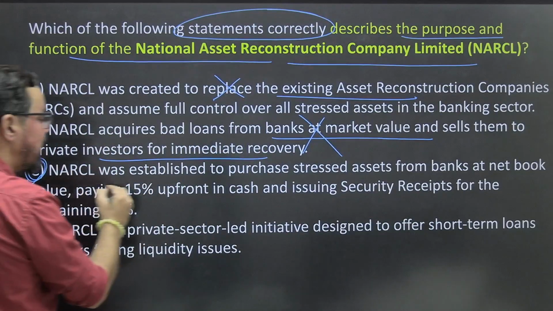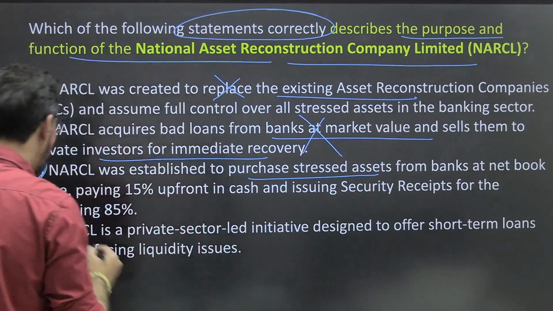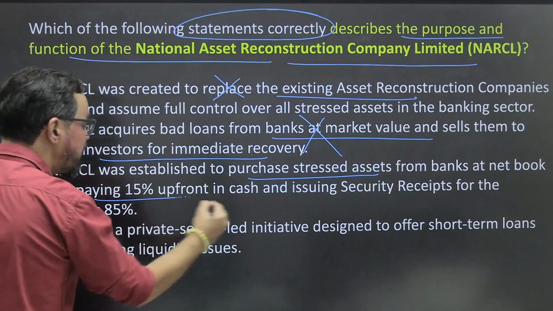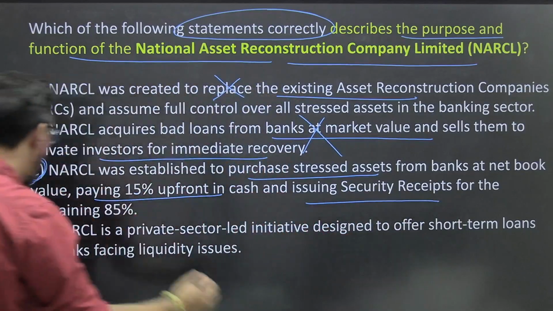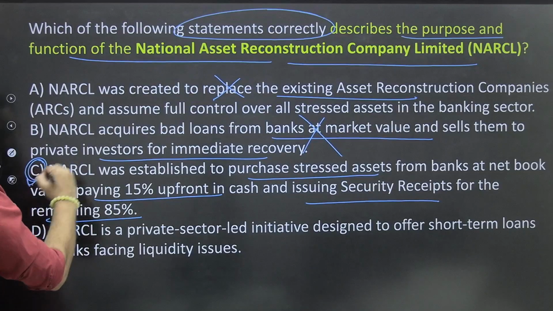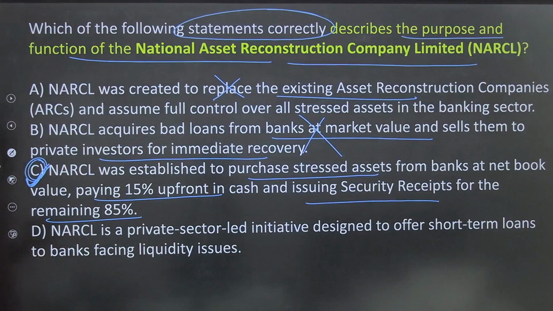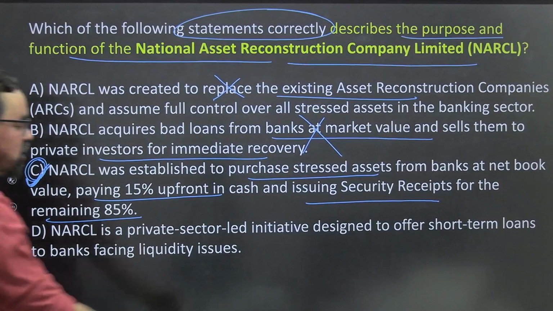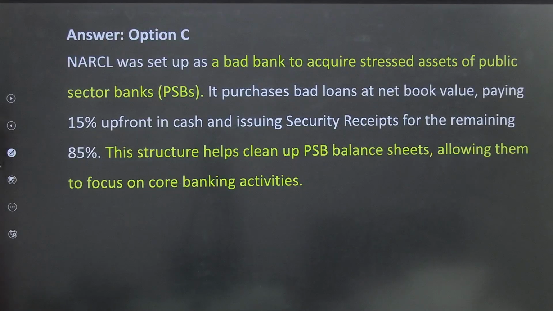NARCL was established to purchase stressed assets from banks at net book value, paying 15% upfront in cash and issuing security receipts for the remaining 85%. Very important statement about the NARCL, and the correct one. NARCL is a private sector-led initiative. No, it's a government initiative. So option C will be the right answer for this one.